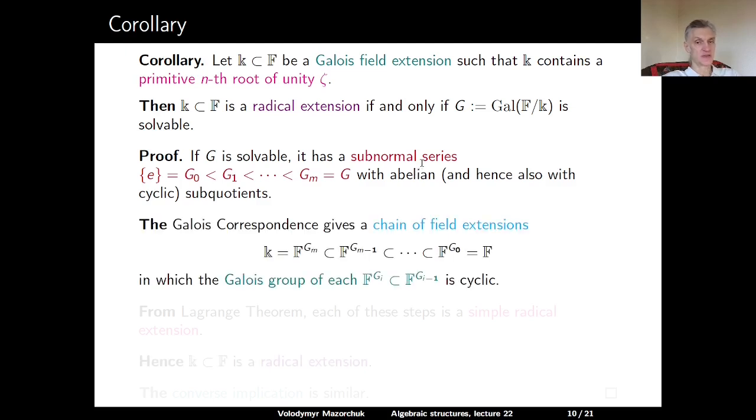By the Galois correspondence, this gives us a chain of field extensions which start from K, which is the set of fixed points for the whole group G. We embed this into the set of the fixed points for G_{m-1}, all the way up to the set of fixed points for G_0, which is the identity, so this is F. And here, the Galois group of each step from the set of fixed points for G_i to the set of fixed points for G_{i-1} is cyclic, because the subquotients here are cyclic.